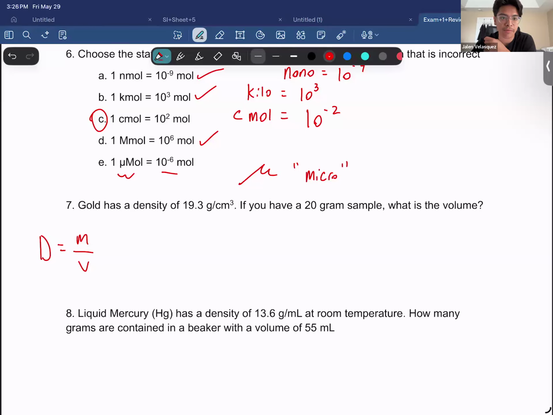All right, so I'll start to go over number 7 here. So I have gold, right? And it has a known density of 19.3, and I have the mass of the gold, and I need to figure out what the volume is of my sample. So we have to use the density equation. Density is equal to the mass divided by the volume. From here, we can plug in and do a little bit of math to figure out our unknown variable. So I have density, which is 19.3, equal to the mass, which is 20 grams, divided.